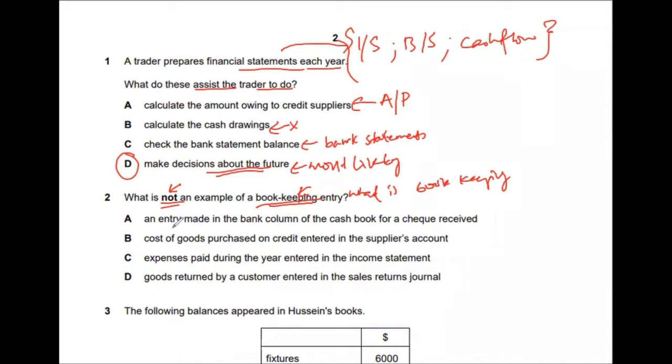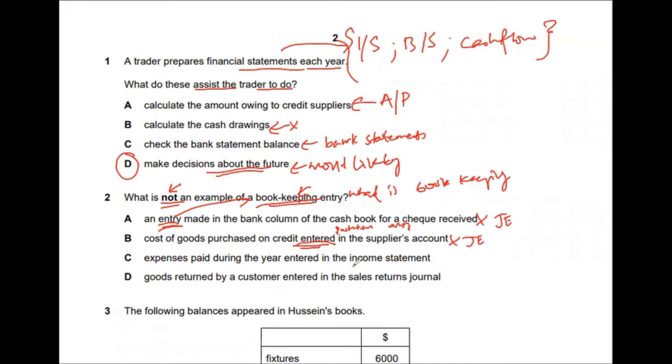If you look at option A, an entry, it's clearly an entry, so you can cross out this option. You should read each option to understand it completely, but on the safe side, if you've seen this word, you can eliminate it. Then option B is cost of goods purchased on credit, again entered. This is past tense for entry, so cross out this option. It's about accounting entry. This is a journal entry, which is just a bookkeeping entry.